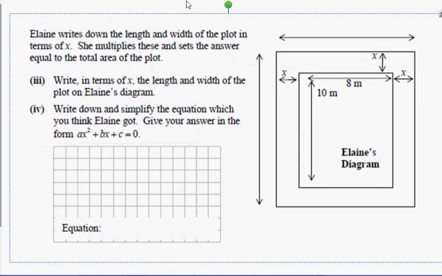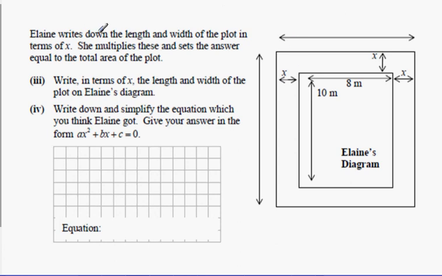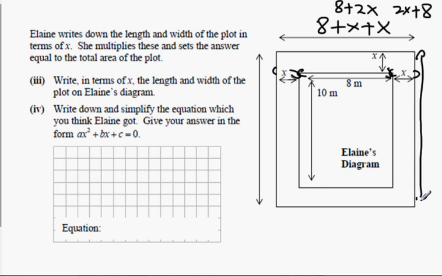Alright guys. What would be the total length? Elaine writes down the length and the width of the plot in terms of x. If it's 8 from here to here, what is it from here all the way over? It's going to be 8 plus x plus another x, which is 8 plus 2x, or 2x plus 8. What about from here to here? 10 plus 2x, or 2x plus 10.